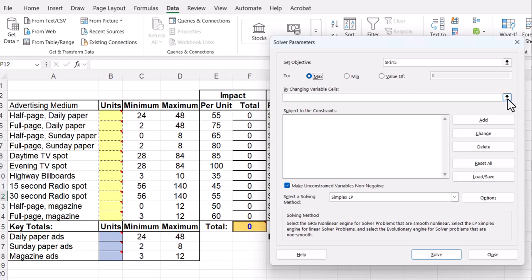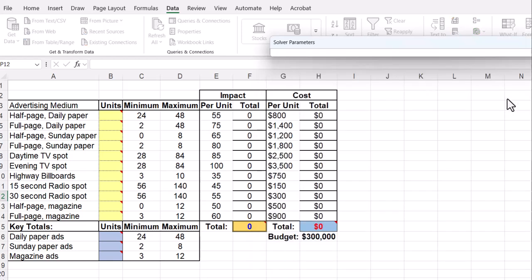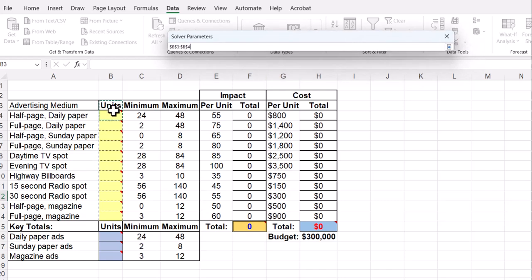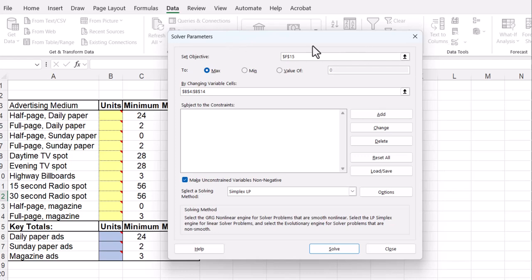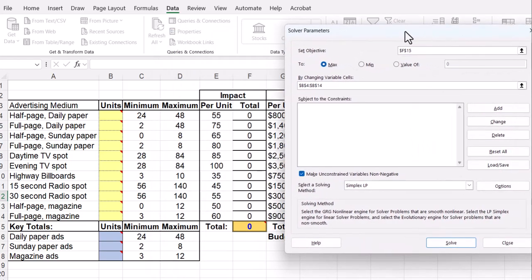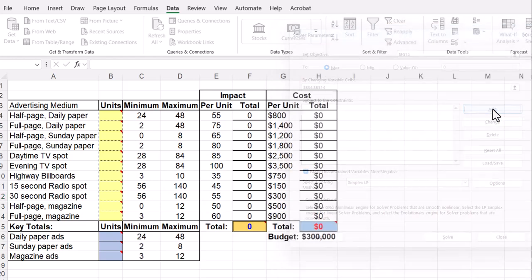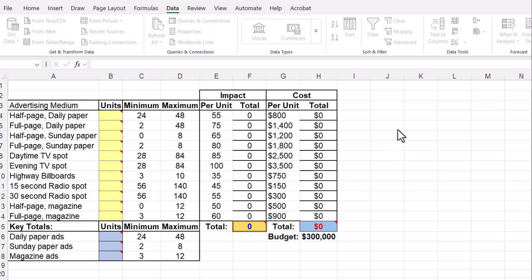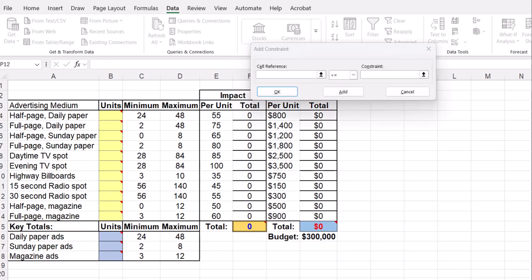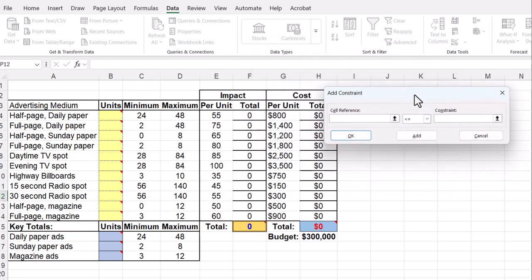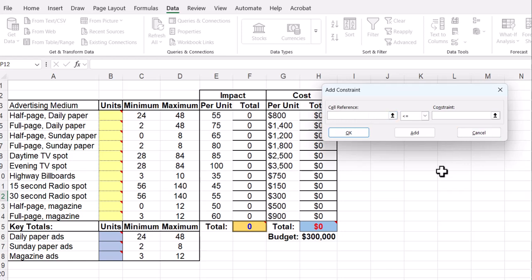Okay. And then it says, what am I going to change? Well, what I'm going to change are the units of each. And so I'm good there. And now I have to put in my constraints. You can do these individually. I prefer to have as few constraints as possible. So I'm going to start with the first one, and it will open my constraint dialog box. There it is. And so you'll notice it's cell references, right?